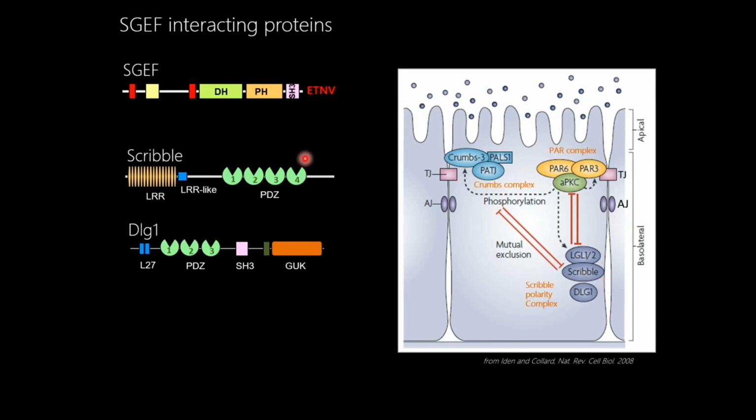Now, the fact that we found a Rho GEF that is interacting with 2 members of the scribble complex really caught our attention because of the importance of this complex on developing polarity. So our goal is to try to understand why this GEF is interacting with the members of the polarity complex. So our initial idea was, okay, this binding motif is going to interact with one of these PDZ domains in either one of the proteins, and we'll go from there. We'll see what they do in the cell.